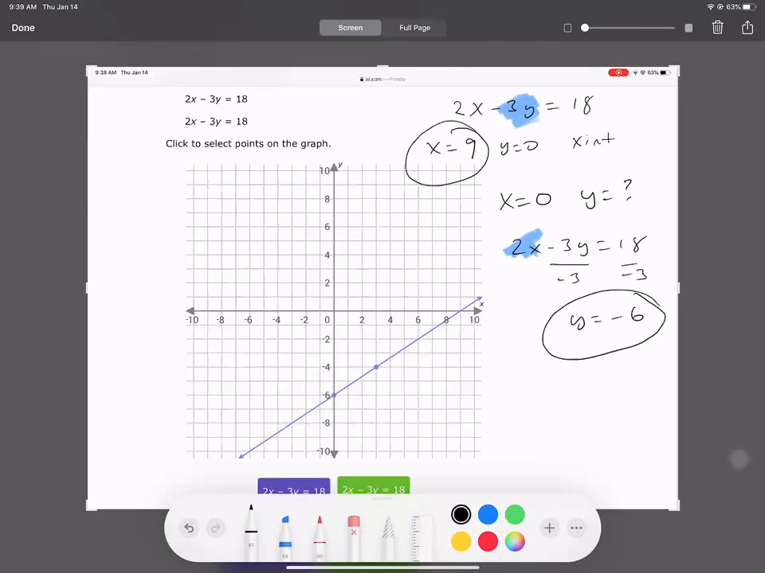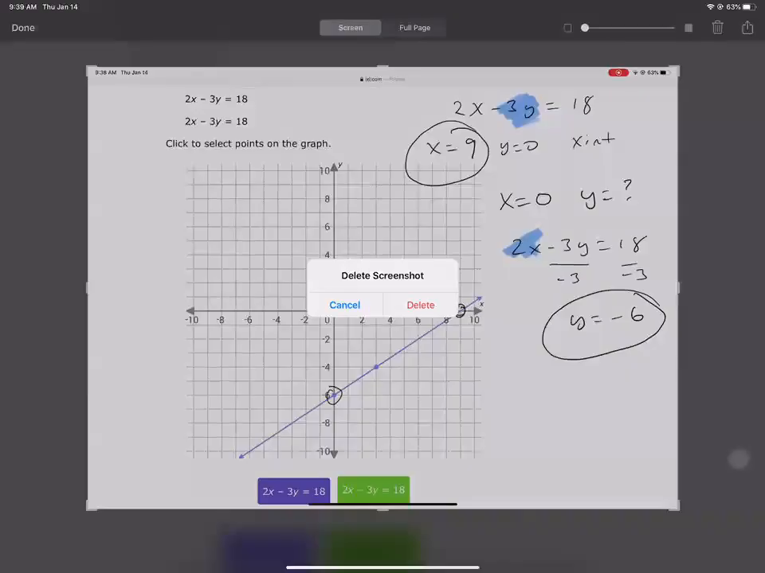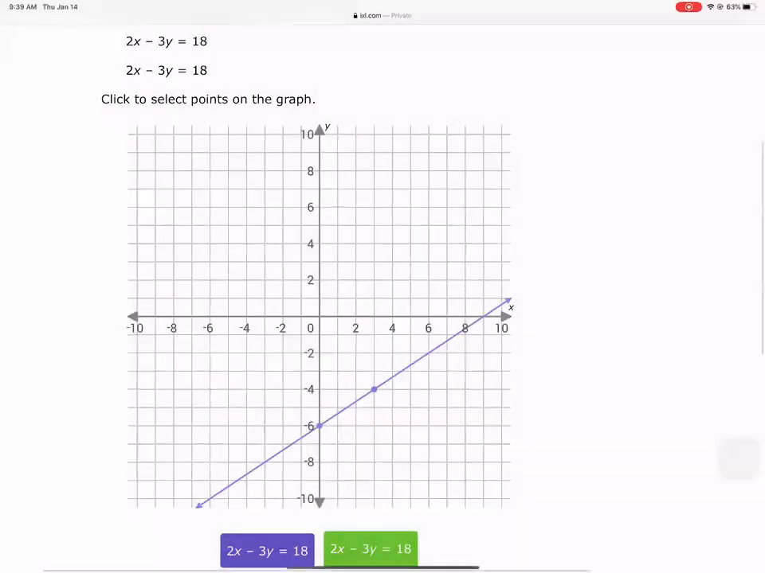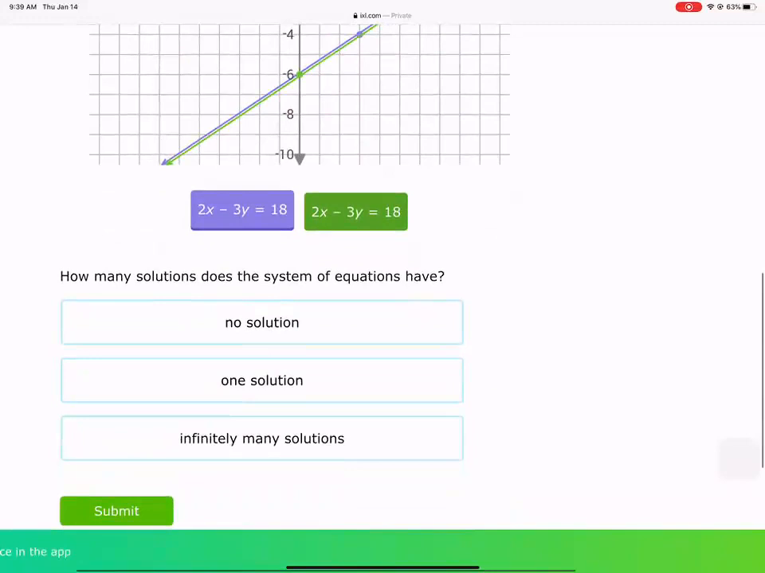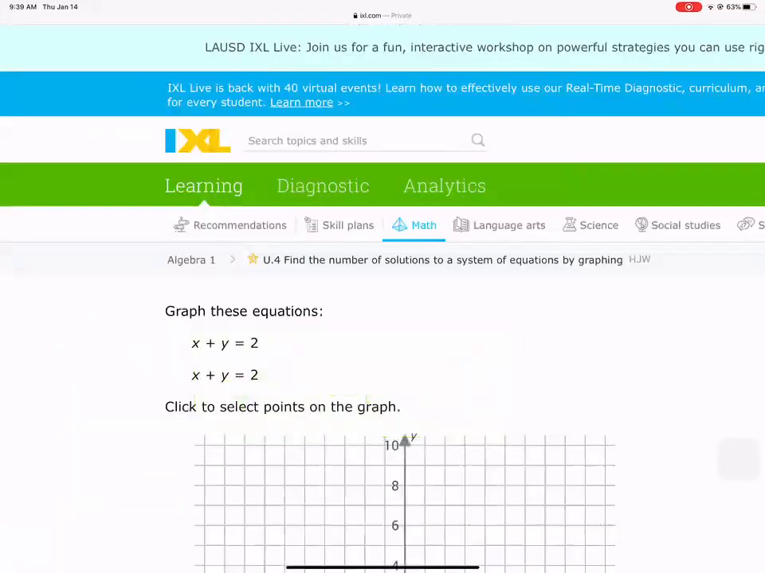Let's graph these to see if it's the exact same line. Our x-intercept is 9, and our y-intercept is negative 6. Hey, this is the same line. So using our intercepts, we could also graph this the same way. The y-intercept is negative 6, and the x-intercept is positive 9. And this is infinitely many because they are constantly meeting with each other. All right, that's it.